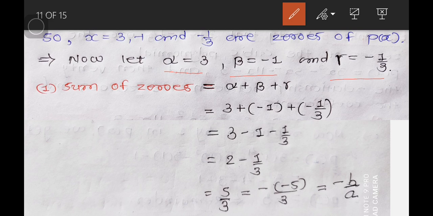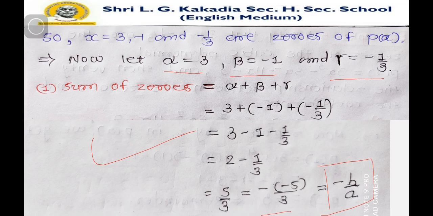or we subtract 1 by 3 from 2, then we get 5 by 3, and we can write 5 by 3 as minus of minus 5 by 3, and we know that minus 5 is the coefficient of x square, and 3 is the coefficient of x cube, and at last we verified the first relationship. Now about the second relationship.